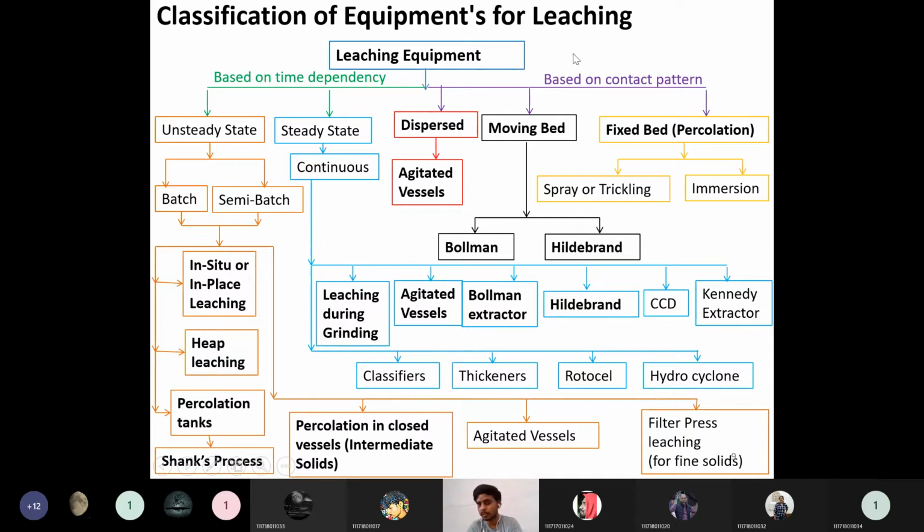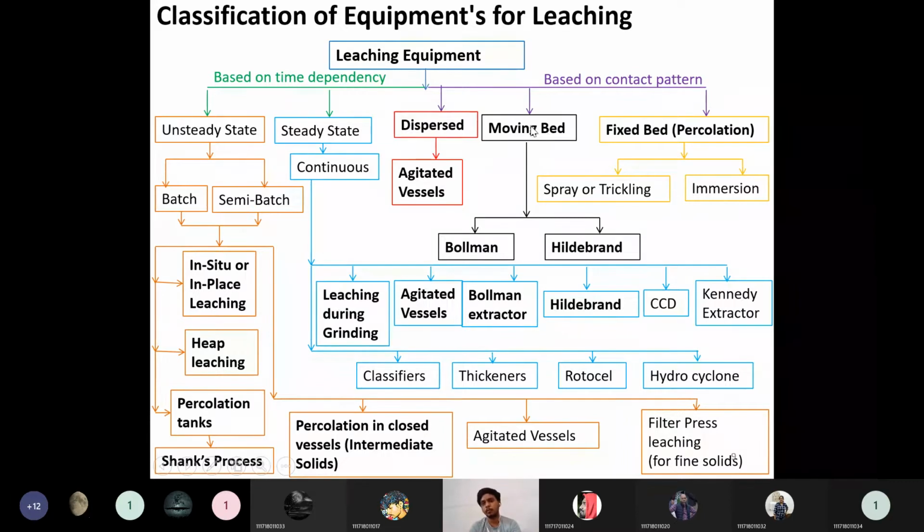So, dispersed. Then the classification is based on contact pattern: how the solids are contacted with the liquid, whether it is a fixed bed or a moving bed. Depending on that, there is a classification. Dispersed means some external force will be applied, so solids will be the dispersed phase and separated from each other. That's an example of the agitated vessel. So agitated vessels come under the category of dispersed.